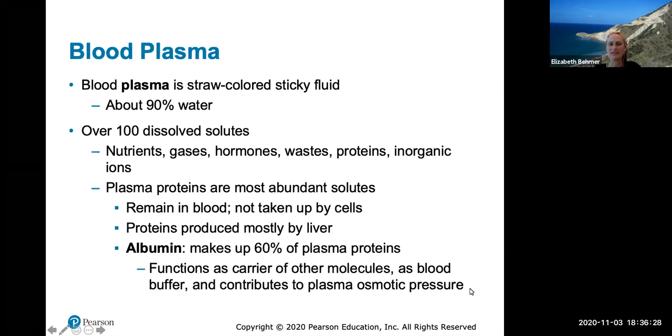The blood plasma is the straw-colored sticky fluid. It's mostly all water, and then there are other dissolved solutes in plasma. Your hormones will be in there, nutrients, gases, wastes, proteins, inorganic ions. You'll have different proteins in the solutes of plasma, and albumin is the most abundant plasma protein. I just like to point that one out because you'll learn a lot of stuff in blood, but albumin is one of the most abundant plasma proteins.